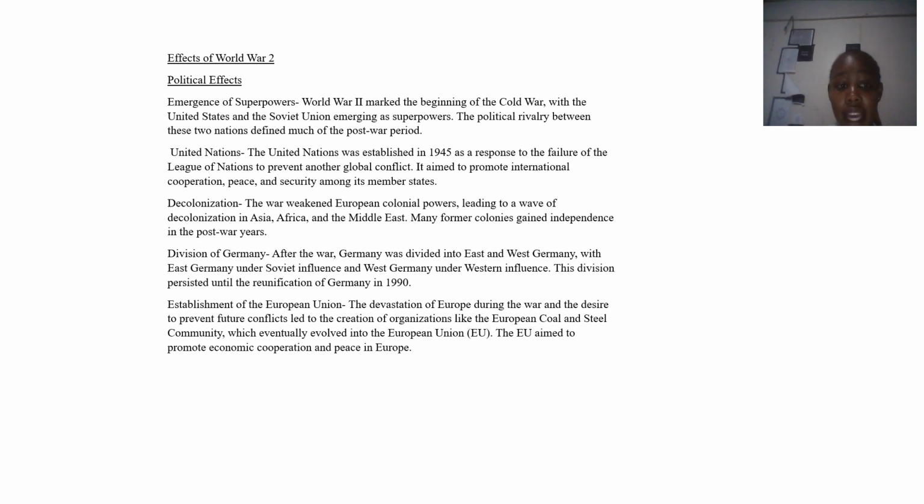Then we look at the effects of World War II, that there were political, social, and economic effects. Let's look at the political effects. There was the emergence of superpowers, that is the United States, which was capitalist, and the Soviet Union, the USSR. Then the United Nations. The United Nations was established in the year 1945. This was after the war, as a response to the failure of the League of Nations to prevent another global conflict, to prevent another war from occurring.